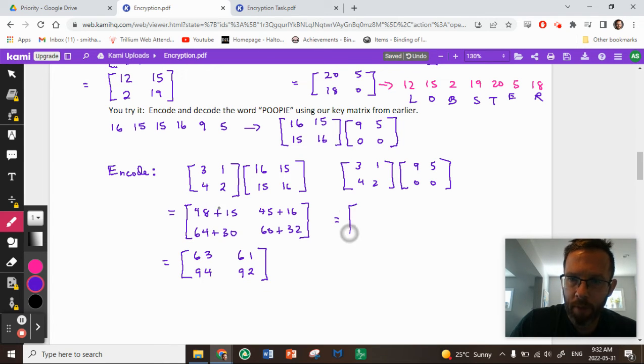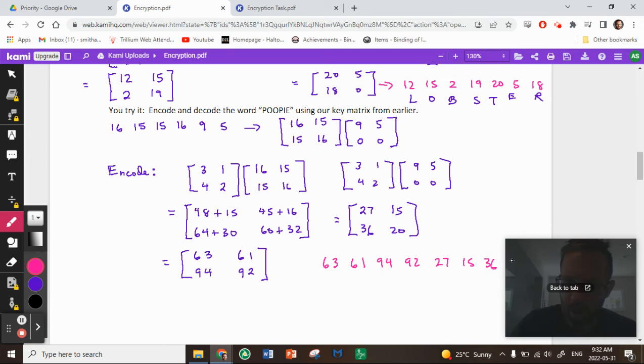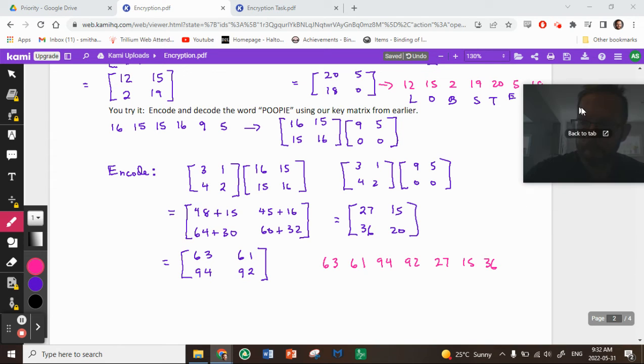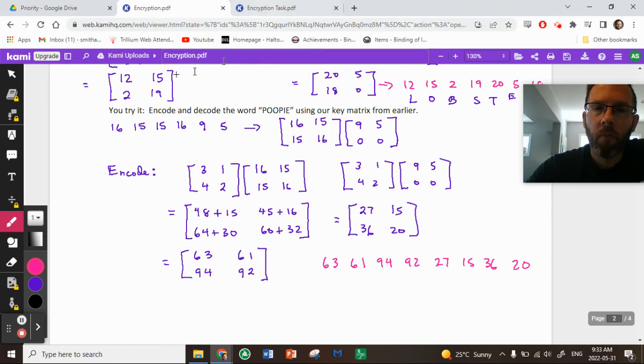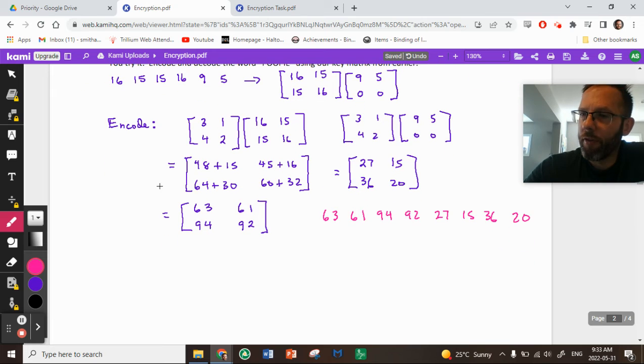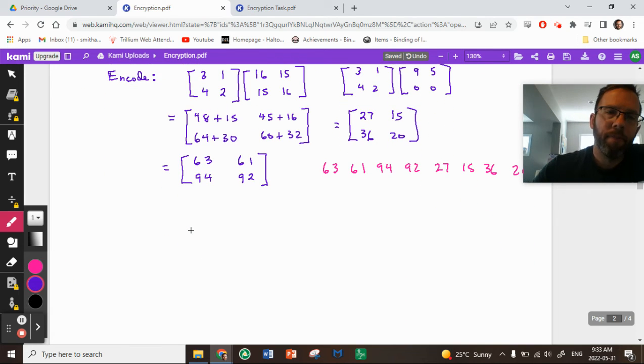Okay, there's that guy. This one should be easier. Yeah, because the second is always going to be 0. So this one is just 27, 15, 36, and 20. So our encoded message we would send would be 63, 61, 94, 92, 27, 15, 36, and 20. Great. So we've encoded the message, and now just to double check that this works, let us decode.